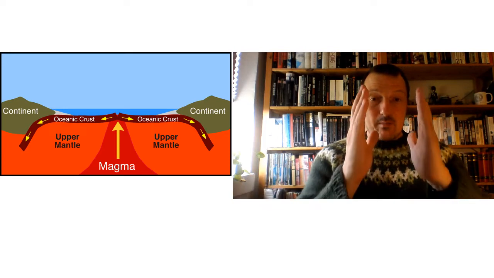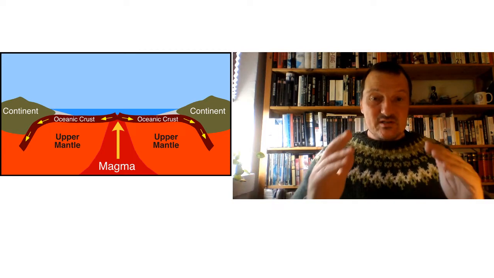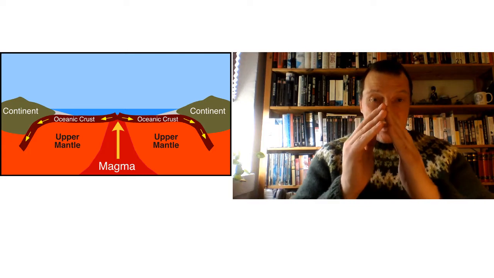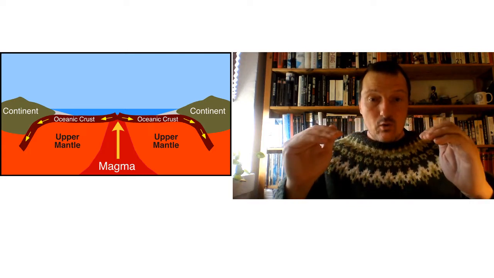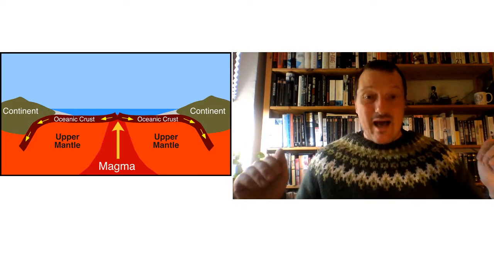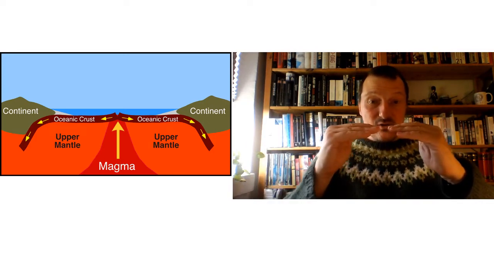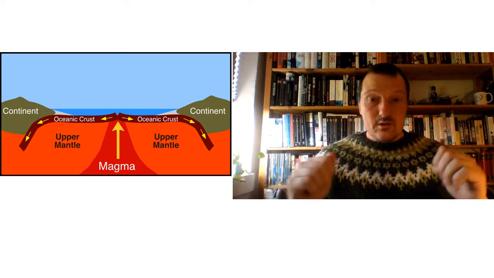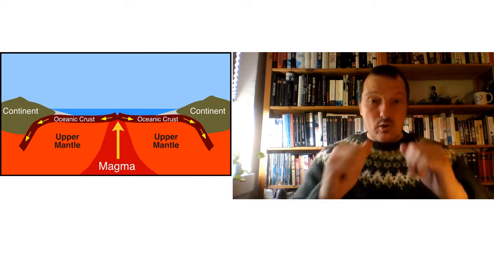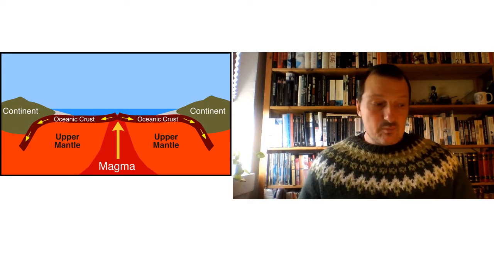So hot magma comes up. And we can see that the newest seafloor is close to it, and then moving away we get older and older and older seafloor. And for this to happen, well, the plates need to continue to move apart. So we get a continuous creation of seafloor here, which is something we call seafloor spreading.